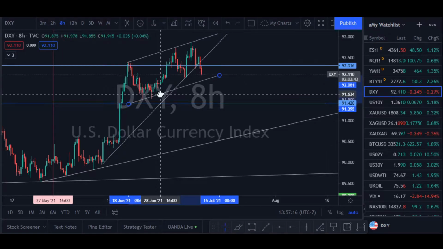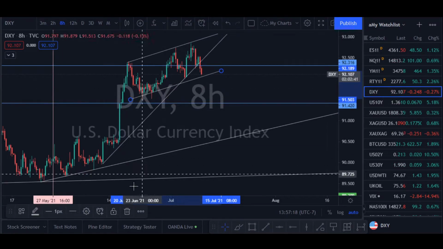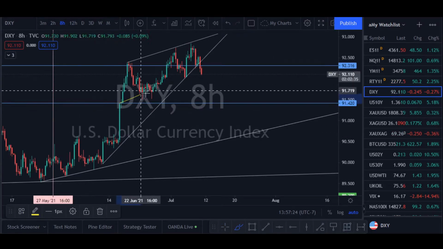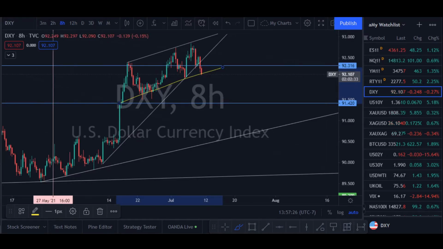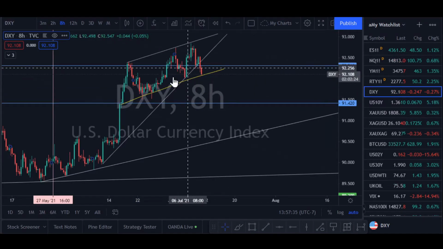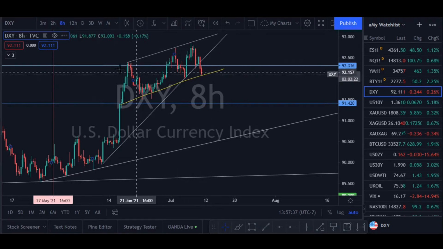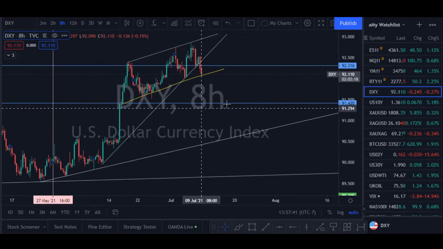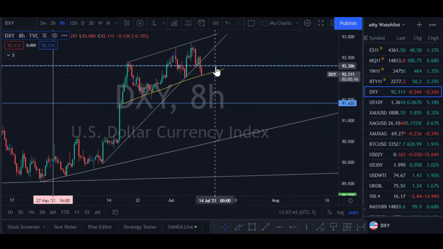So you have a little bit of support there. If you want to make that a flag, that's fine. If that's the case, then maybe I'll mark that. If that's the case, then it's still maybe consolidating within that channel. If it breaks down, obviously that's going to be a big deal. But it has broken that initial momentum, and it's kind of meandering around some daily, weekly resistance and support lines.